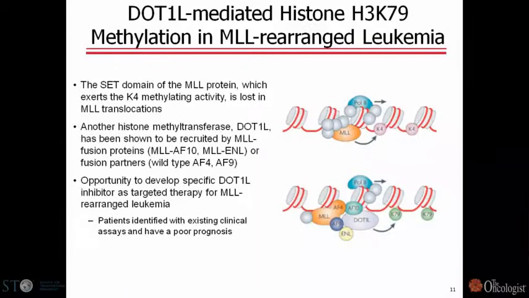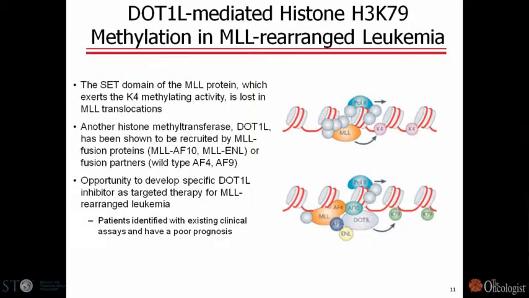I want to tell you about 2 projects that we have going on, DOT1L and EZH2. DOT1L is a lysine methyltransferase that is causally involved in mixed lineage leukemia. In essentially 100% of patients with mixed lineage leukemia, there's a translocation of the MLL gene. MLL is normally a lysine methyltransferase itself. It methylates histone H3 on lysine 4.